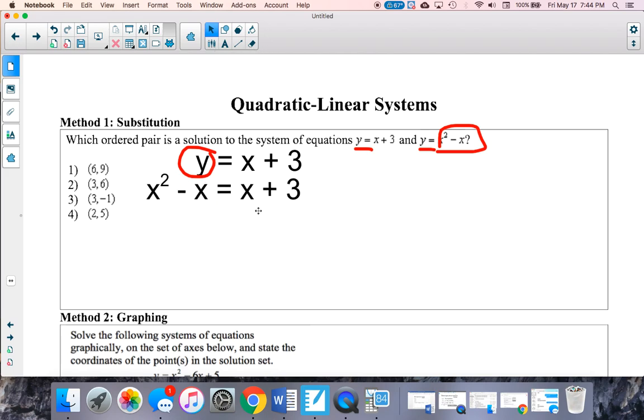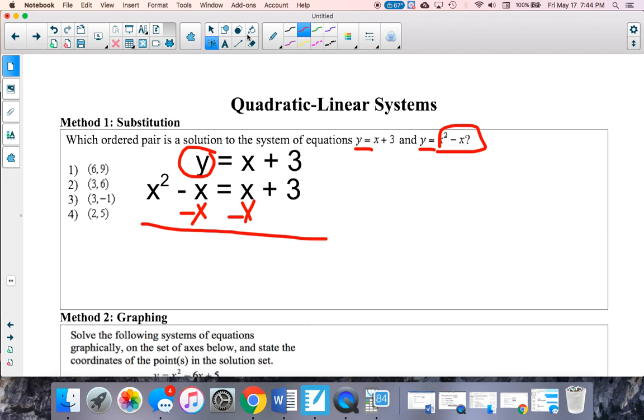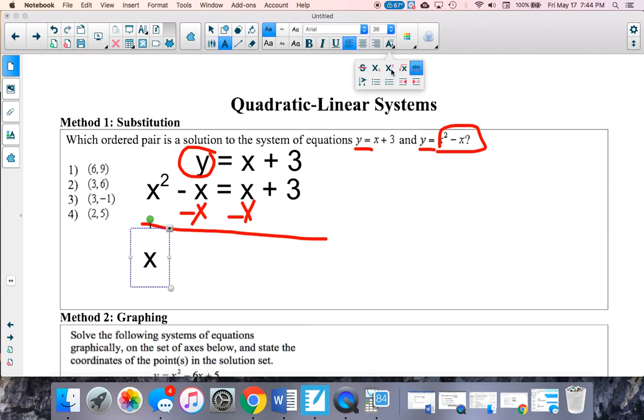To solve for it, I need to get it equal to 0. We did quadratic formula in the last video. If you don't remember how to do that, go back to the last video. I'm going to first subtract x from both sides. And then I will get x squared minus 2x equals positive 3.